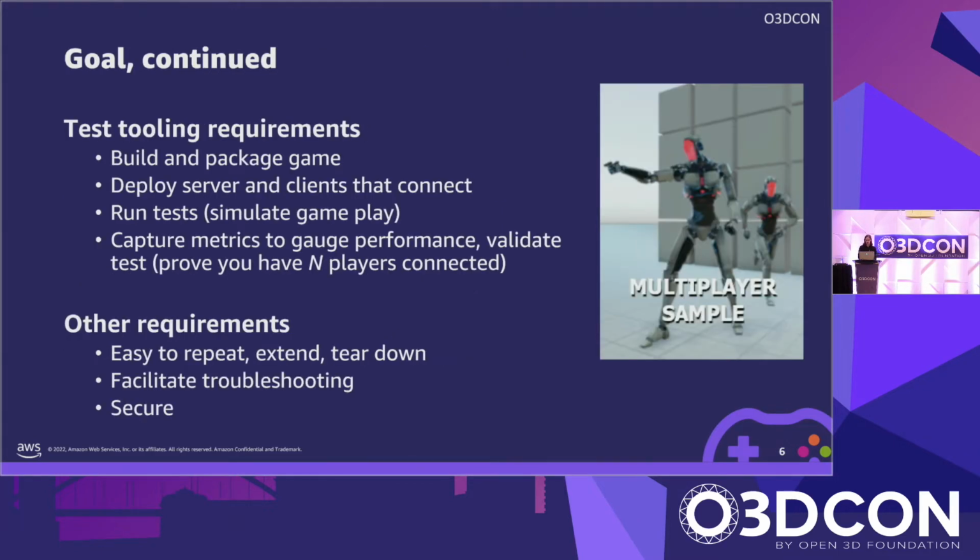Okay, so with that in mind, let's go back and break down what our tool actually needs to do. So first of all, it's got to build and package the game so it can be run somewhere that's not our local machine. Then it's got to deploy a server and some number of clients somewhere so that they can securely connect to each other. And then once it's set up, we'll have to simulate gameplay, and then finally capture metrics so we have an idea of how it's performing during the test. And then we just have some general goals around making whatever we build easy to use, easy to troubleshoot, and as secure as possible.